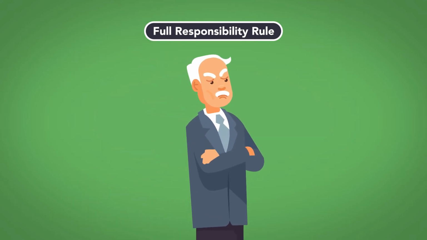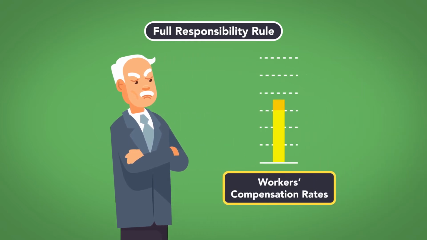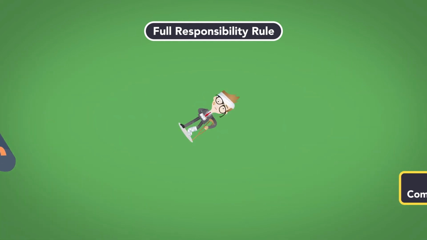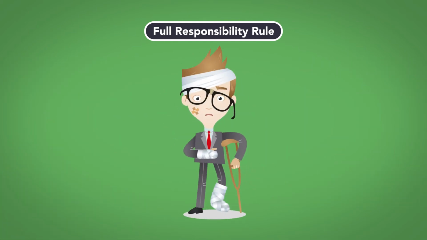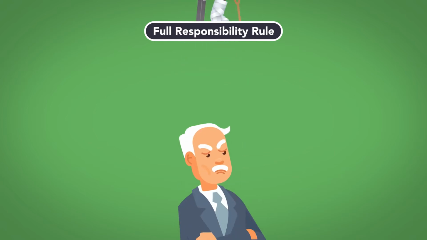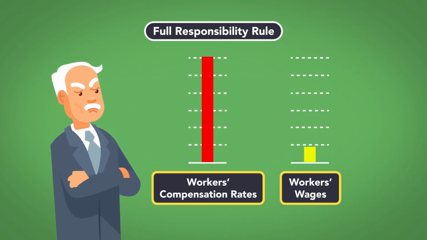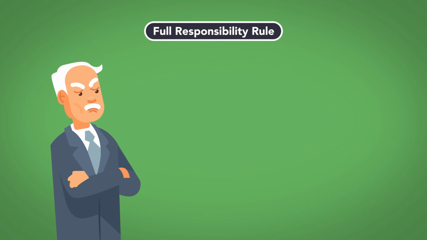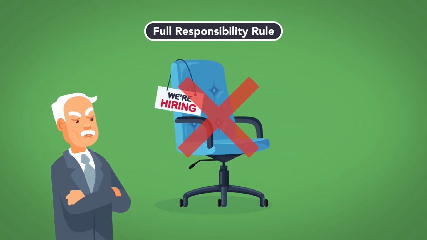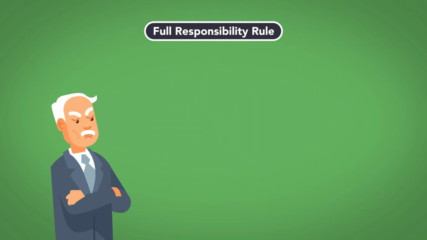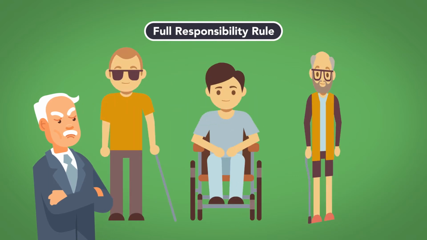While the burden of the full responsibility rule initially appears to fall upon the employer, who must pay higher workers' compensation rates, workers may have, in fact, ultimately shouldered the cost. Employers could simply offset the higher cost of workers' compensation by lowering employees' wages. Alternatively, employers could simply avoid hiring workers who they knew or suspected of having pre-existing conditions, including the disabled, handicapped, and elderly.